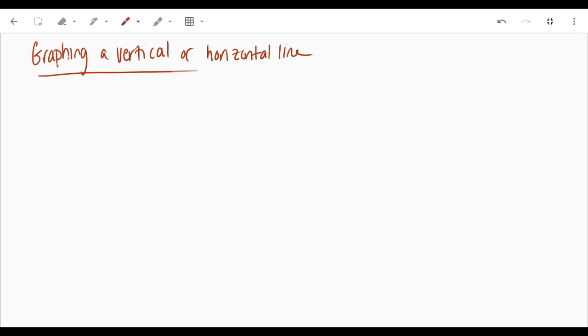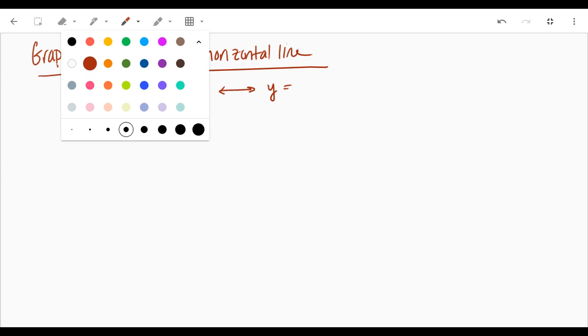Okay, so your vertical lines will be straight up and down, and they are going to be an x equals. Your horizontal lines will be left and right, and that will be a y equals. Basically what it means is it doesn't matter what x is, y is just always this value. So I'll give you an example of each.